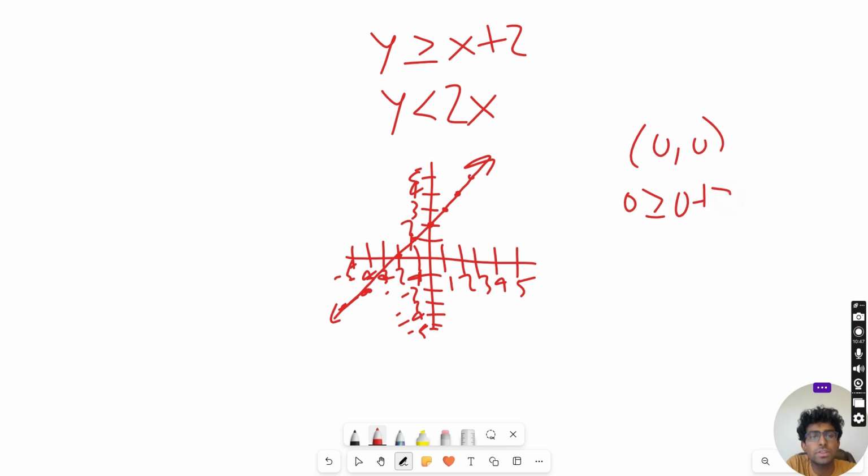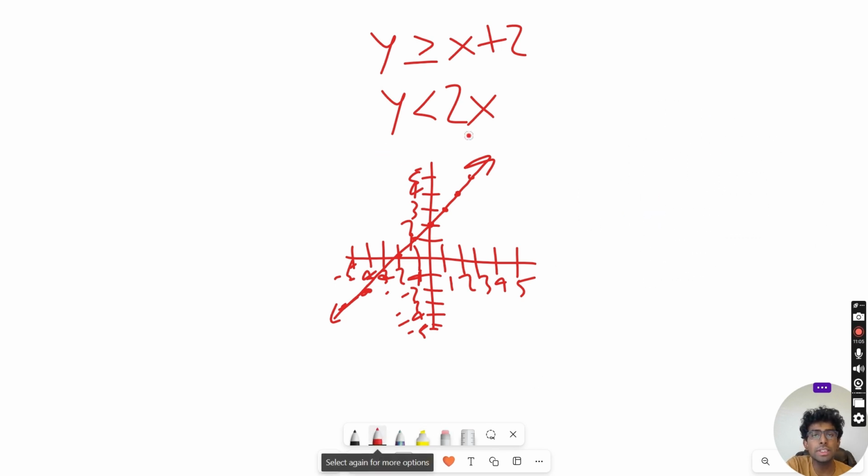0 is greater than or equal to 0 plus 2. 0 is greater than or equal to 2. Okay, that's wrong. We know that's definitely not right. So it's going to be somewhere on this left side here. We're not going to shade yet, remember, because we still need to graph the other inequality. But it's going to be somewhere on the left side of this line. Just try to remember that.